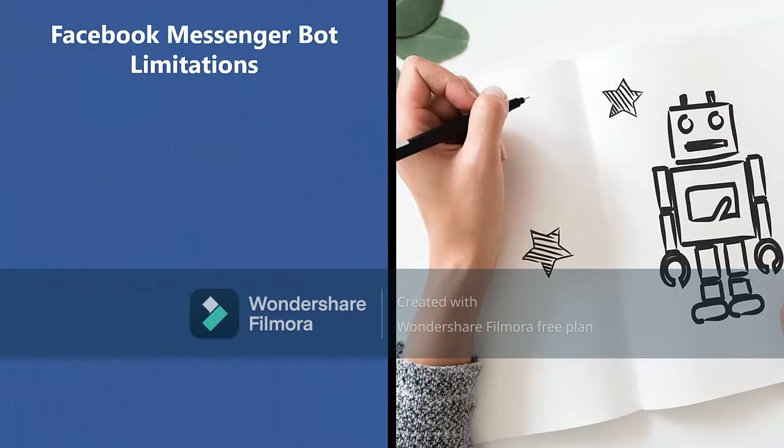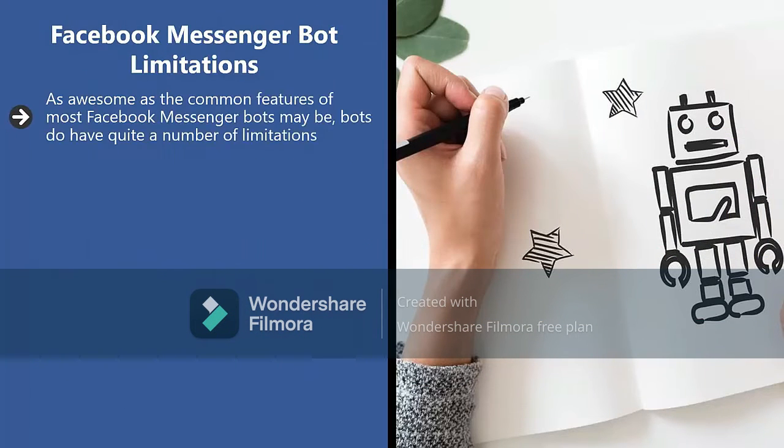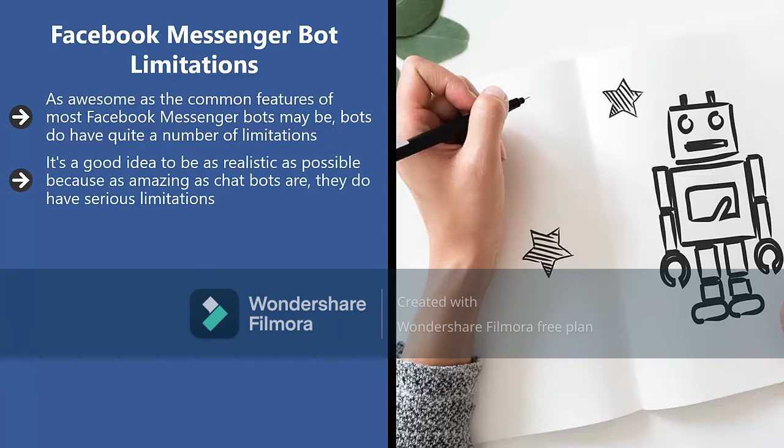Facebook Messenger bot limitations. As awesome as the common features of most Facebook Messenger bots may be, bots do have quite a number of limitations. If you're excited about using this Facebook messaging technology to expand your business, you might end up overextending yourself, or you might make an overly optimistic assumption about current bot technology. It's a good idea to be as realistic as possible because, as amazing as chatbots are, they do have serious limitations. They cannot read minds.